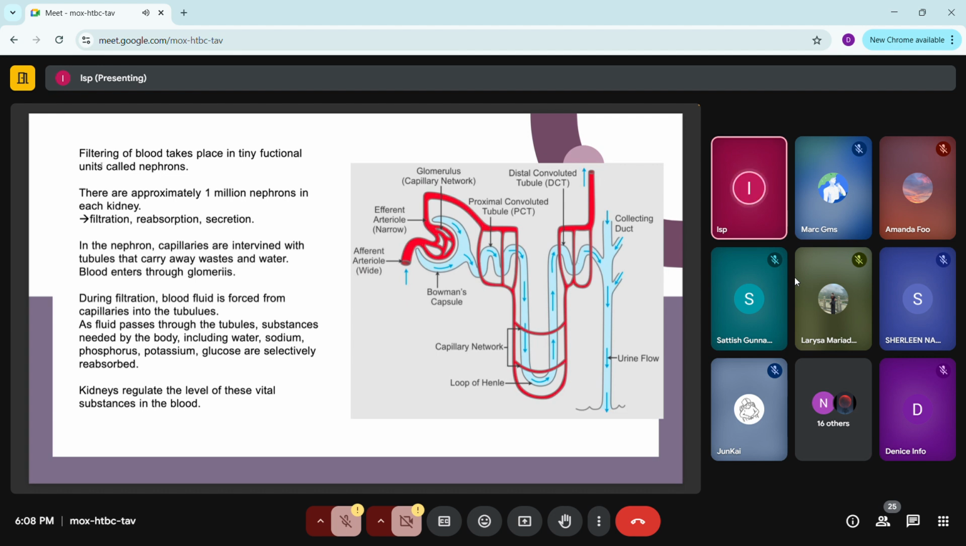Okay, so what happens is that the filtering actually all happens in this tiny functional unit. All these are single units called nephrons. We have millions of these functional units.